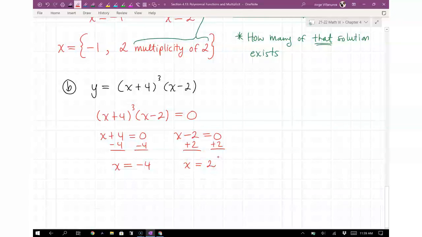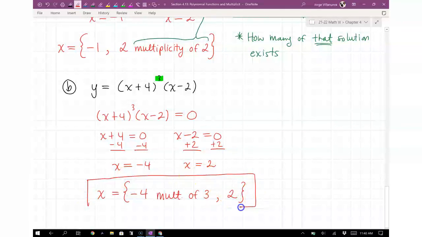Now, remember how that x plus 4 had that power of 3? Right there? So when I write my answer, I'm going to put negative 4. And what should I write? Because of that power of 3, what do I write? Multiplicity of 3. You can abbreviate it mult, M-U-L-T, of 3. And then your other answer will be 2. And there's your solution. So notice it's not hard to do multiplicity. It's just you got to mention it. You got to say, oh, this was a power of 4.